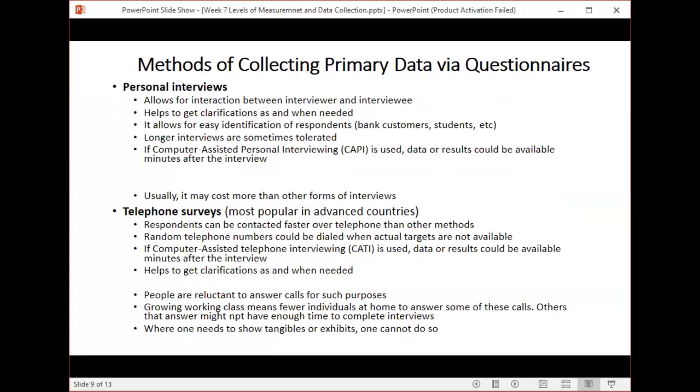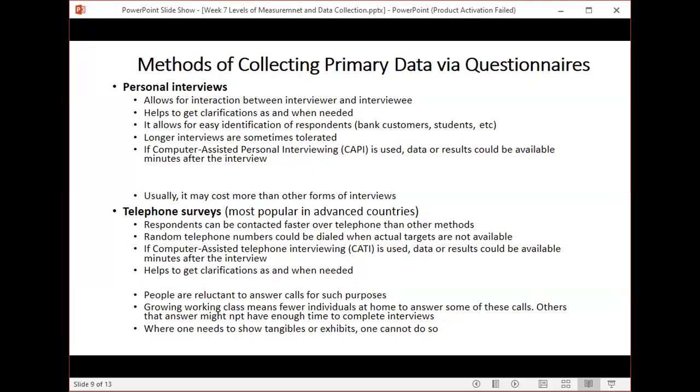Through questionnaires, right? Number one is through personal interviews. Personal interviews are the ones where the researcher, or whoever the researcher has sent, goes to sit with the person you're supposed to ask the questions, get information, and come back home. So these are personal, right? You are there face to face with the person, so it allows for interaction between the interviewer and the interviewee.